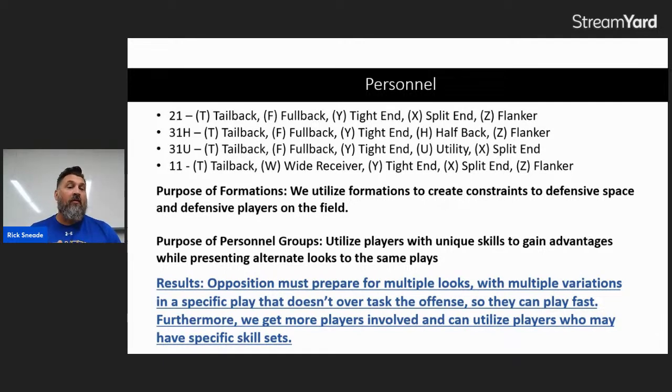So these things are important for us, and it allows us the ability to get multiple players involved in the game. And it specializes some guys a little bit, but you know what? If you have the ability to do that and make sure you can execute the play at the highest level possible, we want to do that.